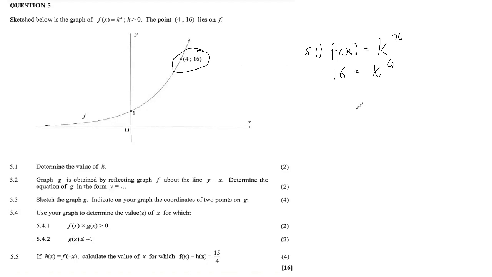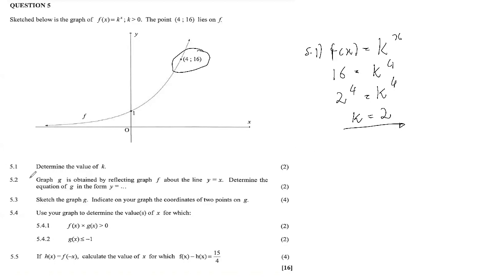Now, since we are dealing with an exponential graph, we can write this 16 in terms of exponents so that it has the exponent 4. So we can write it as 2 to the exponent of 4. And then this is k to the exponent of 4. Now, k is equal to 2. And just like that, you have your solution for k.